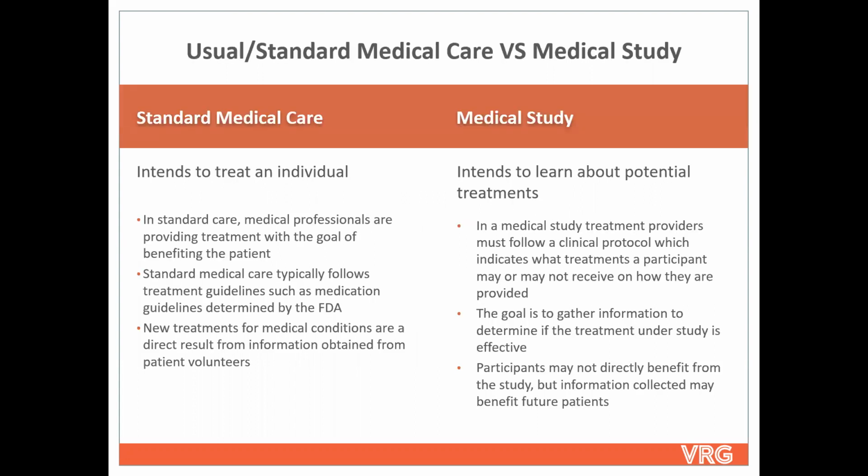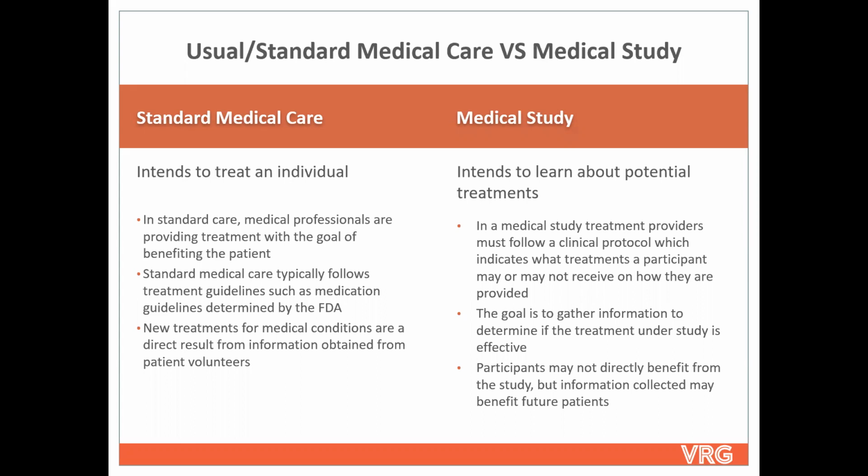So what is the difference between standard medical care and medical care you receive in a medical study? Within standard medical care, the medical professionals that are providing treatment, their main goal is the benefit of the patient. And they are following treatment guidelines that have already been developed. This could be medication guidelines that are developed by the FDA. It could be following evidence-based practice models. So there are treatment guidelines that have already been developed that they're following. And these new treatments for medical conditions are a direct result from information that was obtained from patient volunteers. So in standard medical care, the treatments that are provided have already been evaluated in clinical research trials.